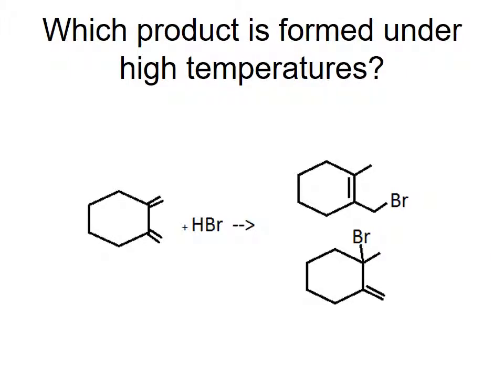Which product is formed under high temperature conditions? High temperature conditions cause reversibility. Reversibility causes a more stable product to form. The one with the substituted double bond is more stable, and so that is the one that is formed.